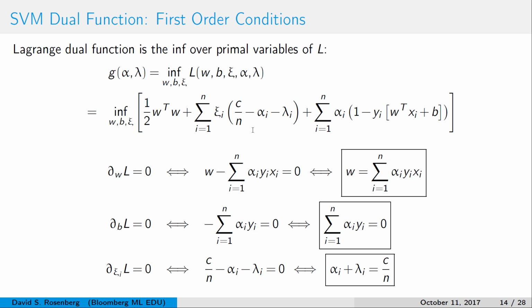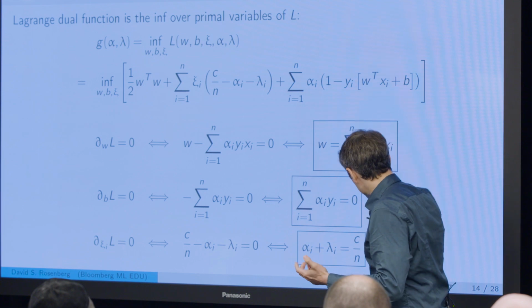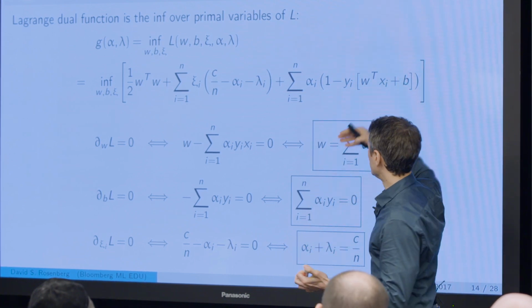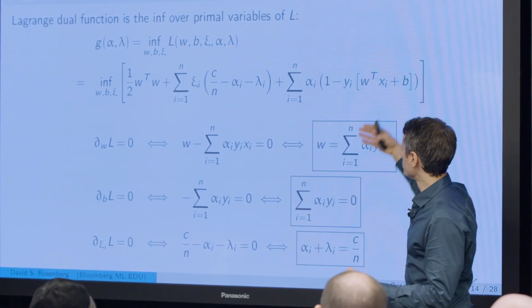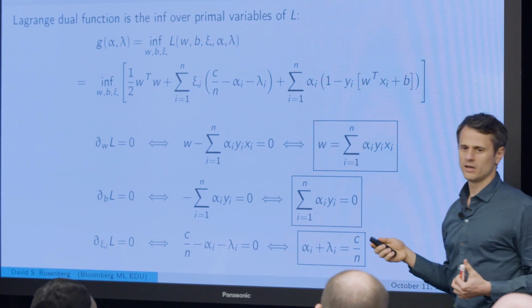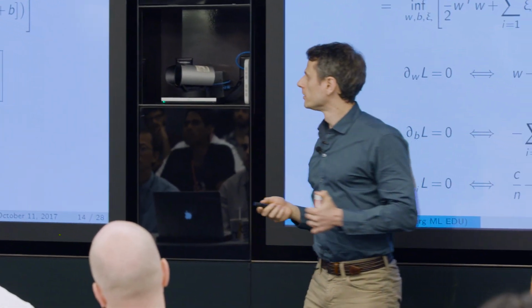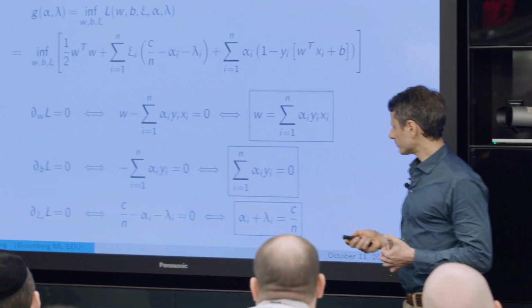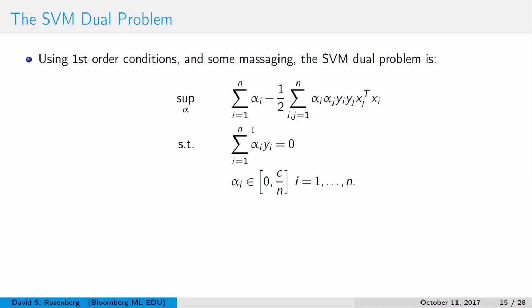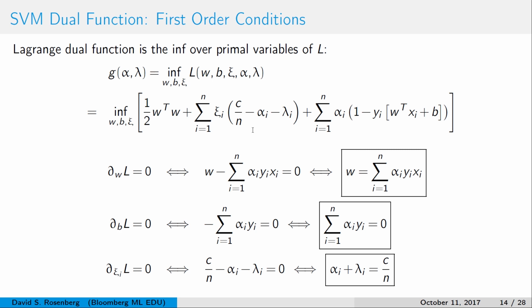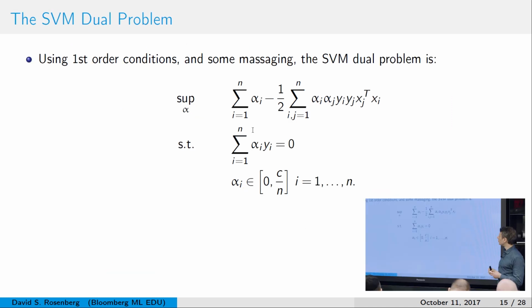And then the next thing to do would be to take all these relations and substitute them back into this problem. When these relations are satisfied, they are satisfied for the infimum. And so we can substitute this back and get an expression for the infimum, for g of alpha, lambda. And after some massaging and going through a few steps of equivalent optimization problems, like we've done a few times already, we get the following form for the dual.